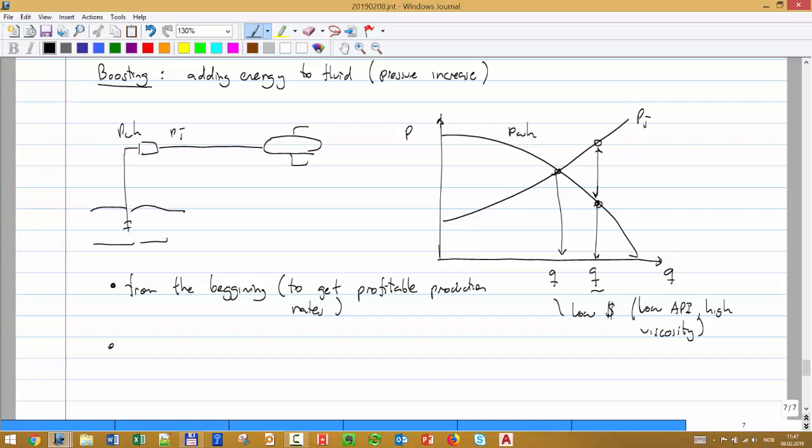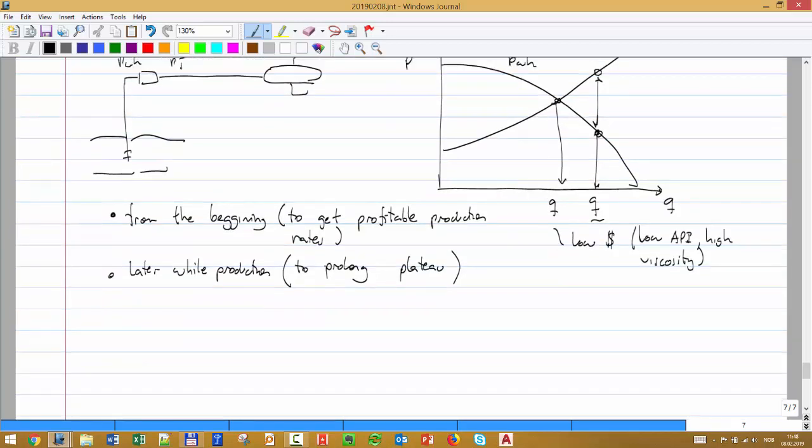Or you can also do it later while producing. And this is basically to prolong plateau, not to maximize, but to prolong plateau. And there are different methods, which can be applied in two different types.